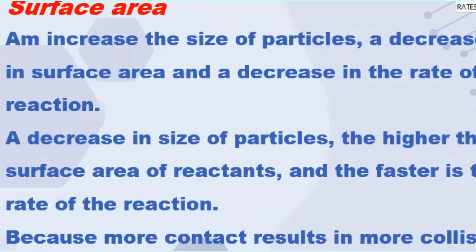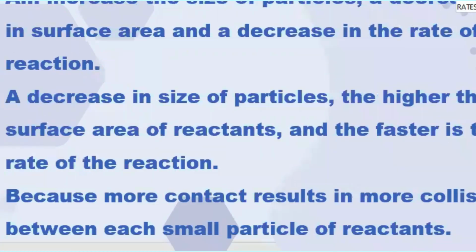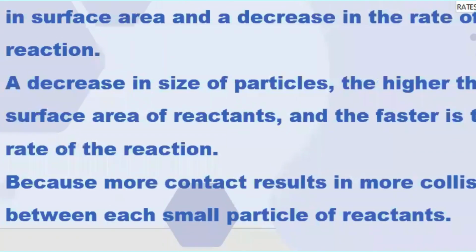The fourth factor is surface area. An increase in the size of particles decreases the surface area and decreases the rate of chemical reaction. A decrease in the size of particles means a higher surface area of reactants and a faster rate of reaction, because more contact results in more collisions between the small particles of the reactants.